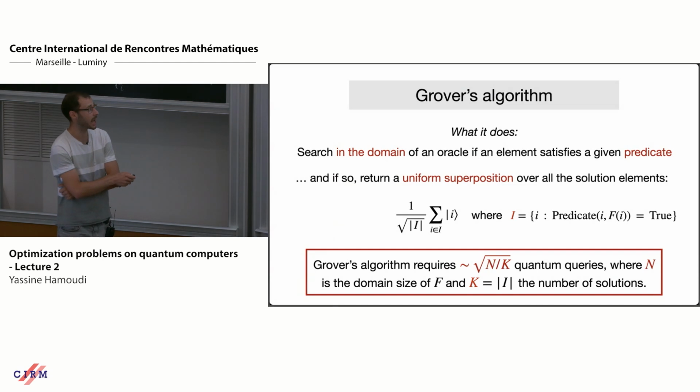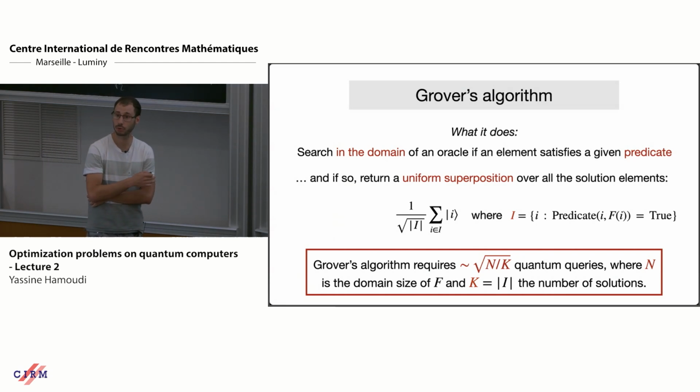Okay, so this is the actual statement about the Grover algorithm. If you are searching in the domain of F, and if there are k solutions out of n possible solutions, then preparing such a superposition would cost you root n over k quantum queries to the oracle. On the other hand, classically, you would need to do n classical queries.